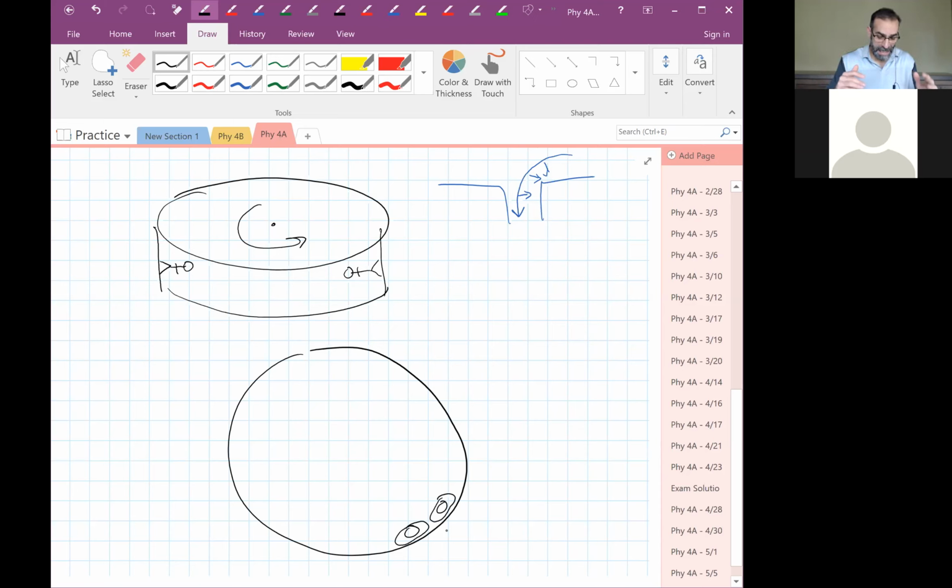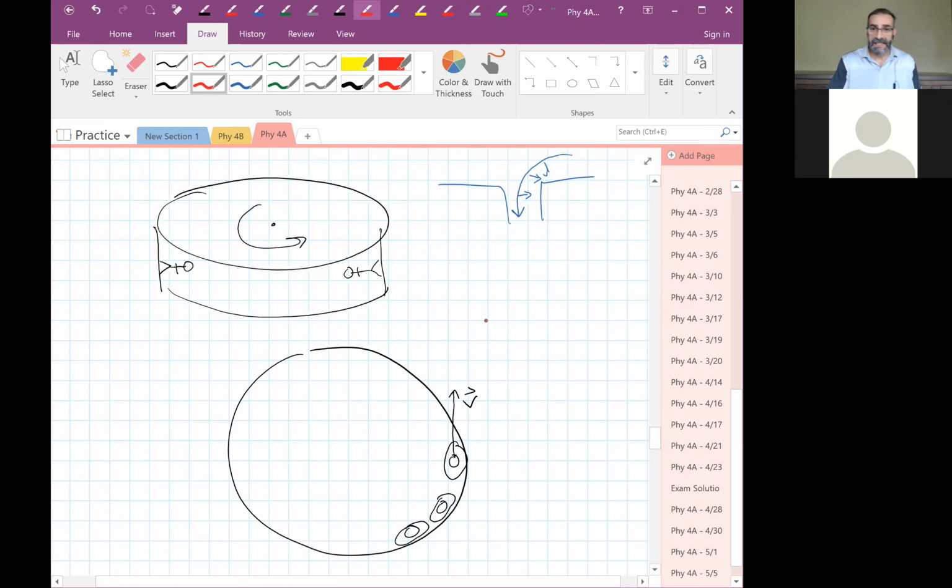So what happens? You feel like you're getting pressed against the wall. But you're not getting pressed against the wall because something's pushing out on you. You're getting pressed against the wall because your body has inertia. So at this instant, your body wants to go this direction, right? You have a velocity in this direction. And if the wall disappeared, where would your body go? It would go in that direction.